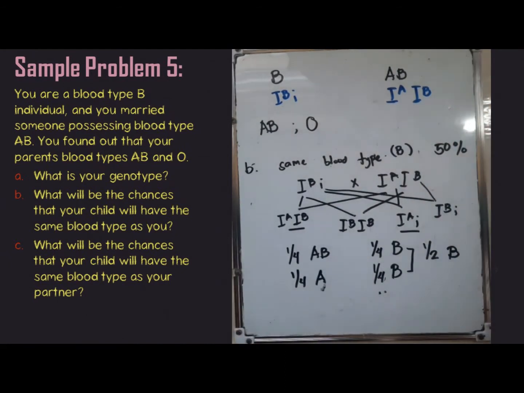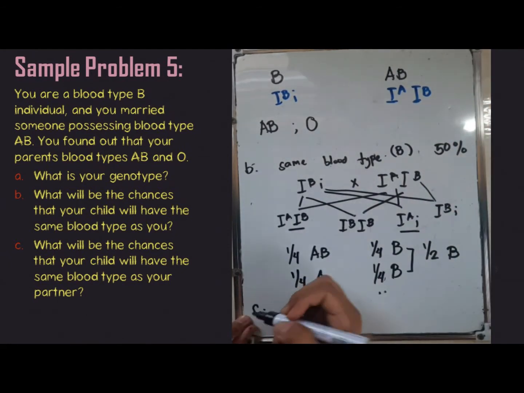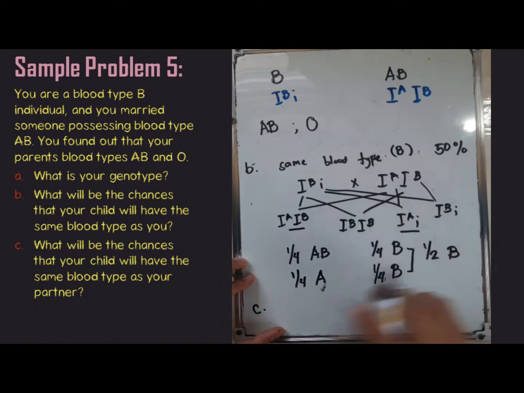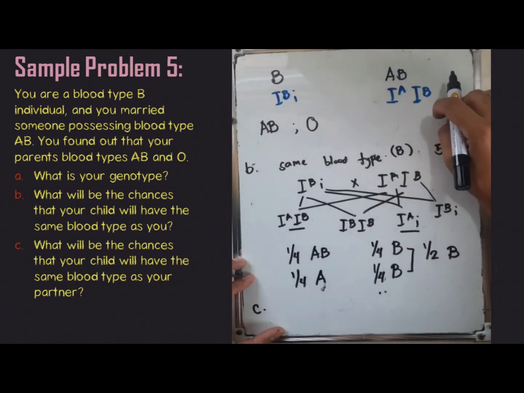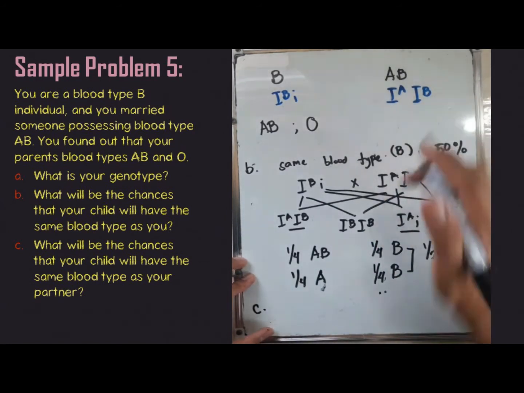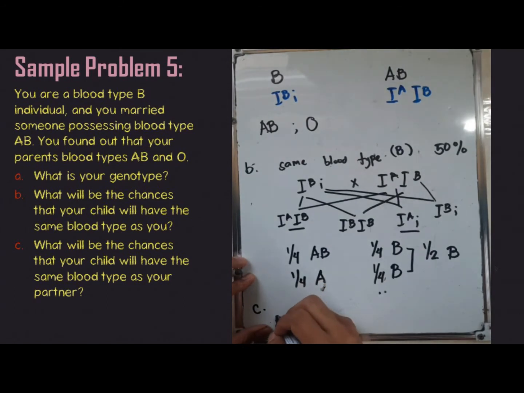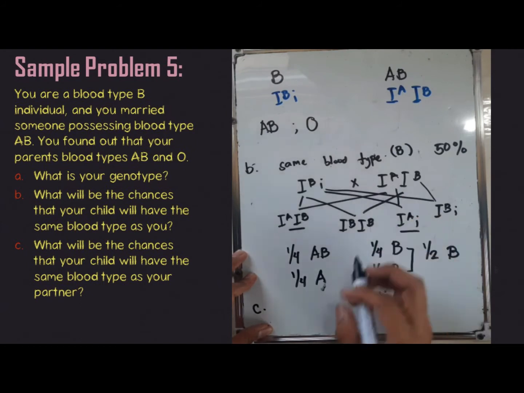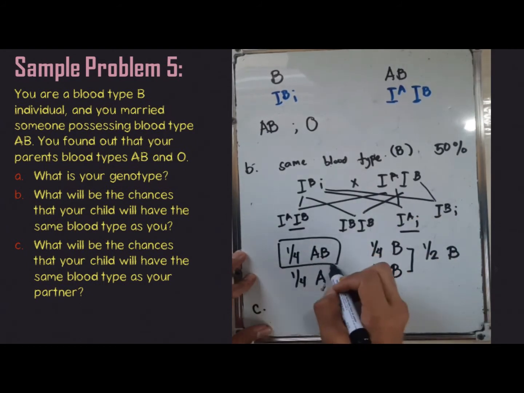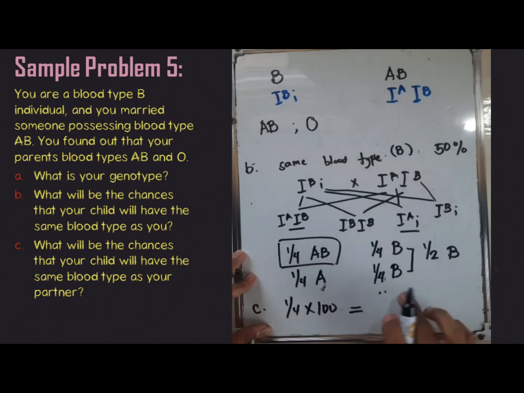For letter C, the problem states: what would be the chances that your child would possess the same blood type as your partner? So your partner possesses blood type AB. So the probability that your offspring would have the same blood type as your partner is equivalent only to 1/4, or 1/4 times 100, which will now give us 25%.